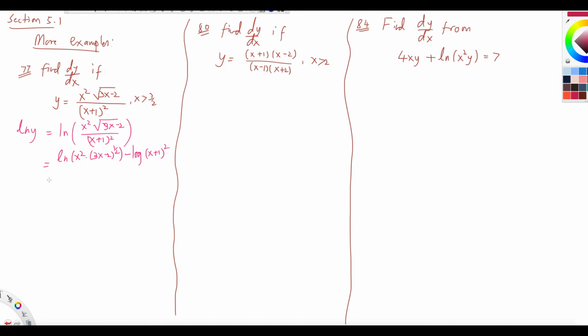And here this is the log of a product, so you can write a sum of logs: the log of the first plus the log of the second. So you can write natural log of x squared plus natural log of (3x minus 2) to the 1/2, minus, using the properties of the log, you can pull that 2 out. So 2 log, let me write ln, not log.